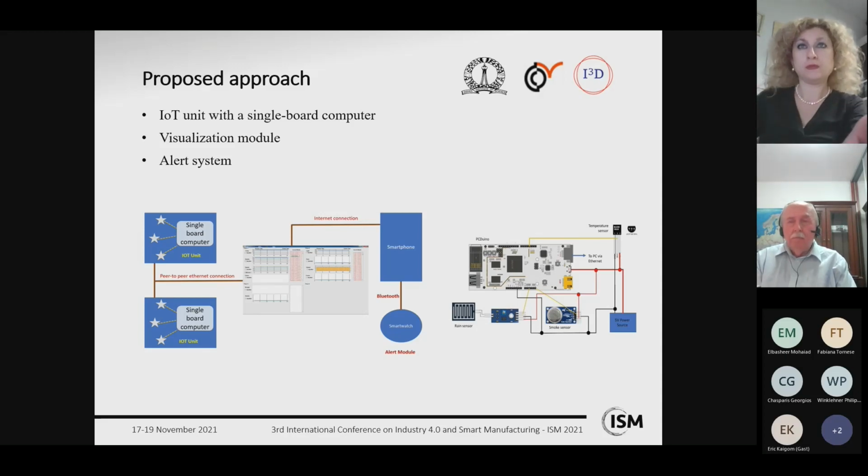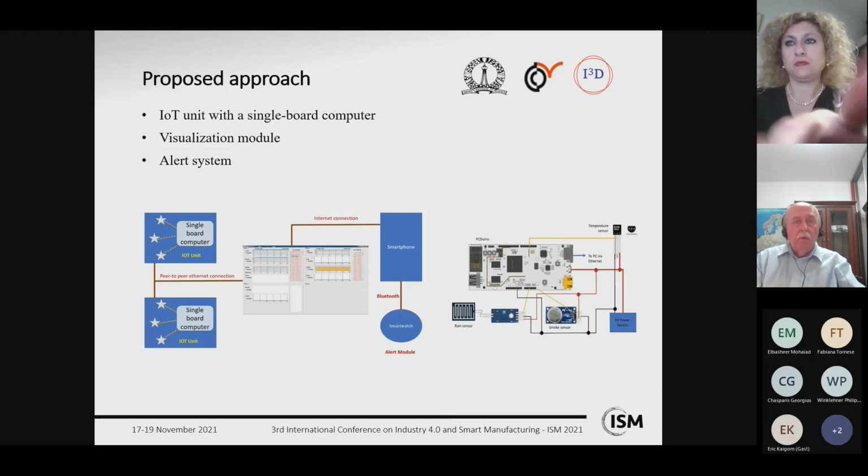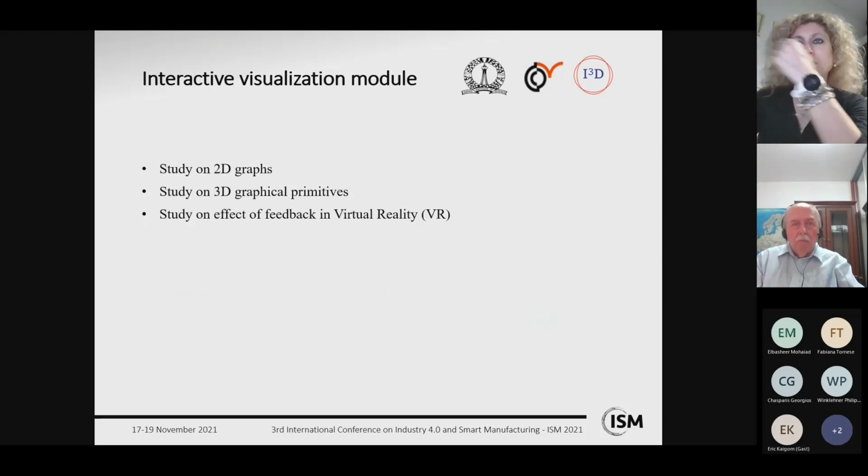So as you can see in the left picture, an IoT has a set of sensors which are connected to a single board computer. In our case, we tested with the PCDuino. The data from there are recorded and the sensor signals are then transferred to the visualization module. And the visualization module would be in 3D or 2D, and it will constantly monitor the sensor data and it will send an alert in case of any discrepancies. And the alerts are sent, as I said, to any smartphone or smartwatch.